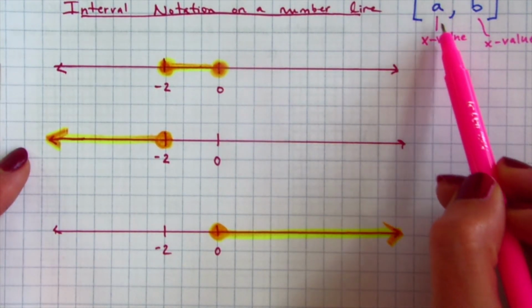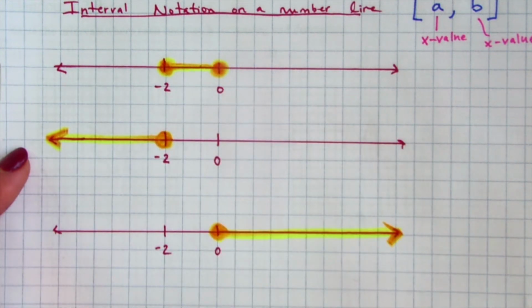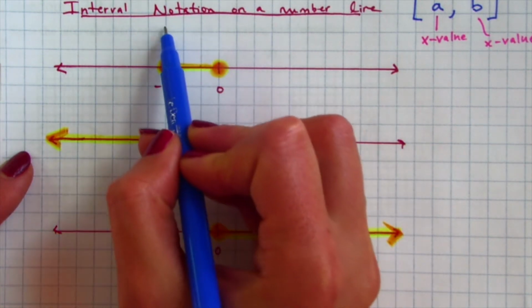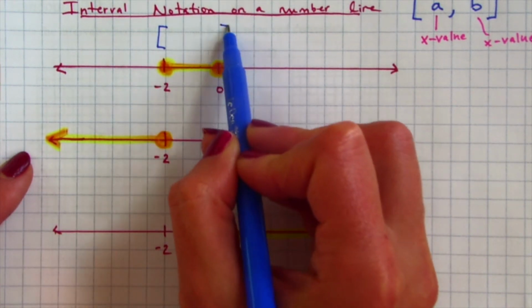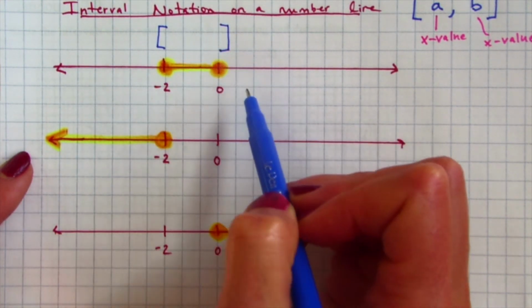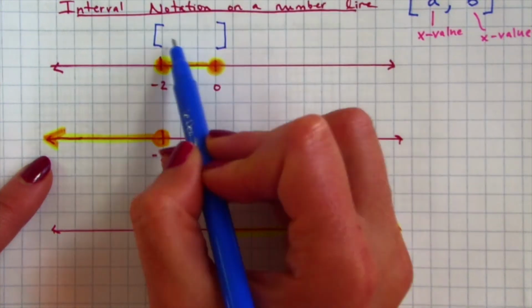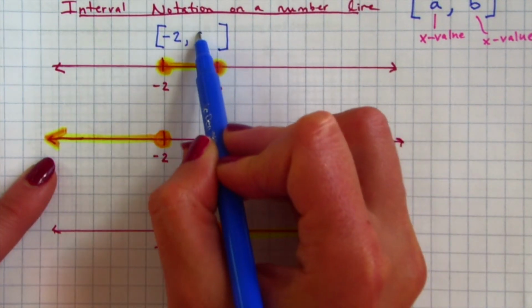So how do we translate this first number line into interval notation? Well, I know I'm going to be trying to express this highlighted part as some X value to another X value. So the first X value in my interval is going to be -2. The second value is 0.